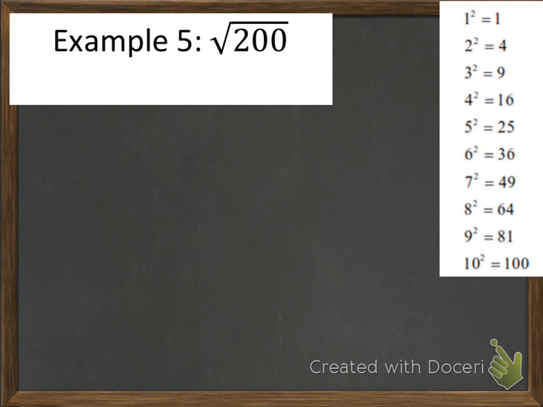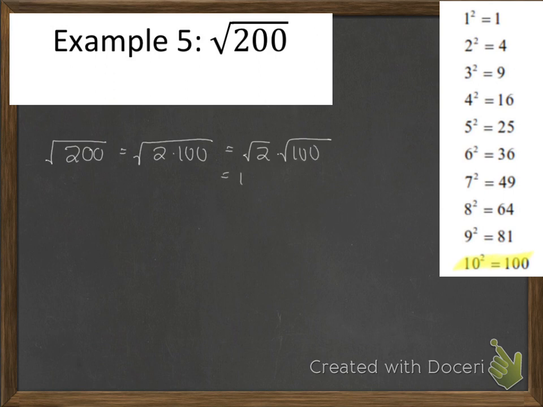All right, next example. This time we have the square root of 200. So again, I'm going to do this problem both ways. The first thing is I'll look at this table. Notice that the largest square here is 100. And 100, of course, goes into 200. We can rewrite 200 as the product of 2 times 100. So then we could rewrite this as the square root of 2 times the square root of 100. And again, the square root of 100, as you can see, is 10. So we could rewrite the square root of 200 as 10 times the square root of 2.